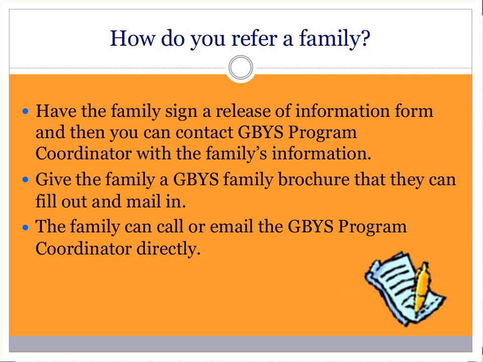So you might be wondering, how do I refer a family? Well, there's a couple different ways that you can go about that. You can have the family sign an information release form, and then you can contact the program coordinator directly with the family's information, and then she will get in contact with the family and enroll them. You can give the family a brochure that they can fill out and mail in or hand back to you, and you can fax it over to us. Or the family can call us directly or email us directly, and then we will initiate the contact from there.